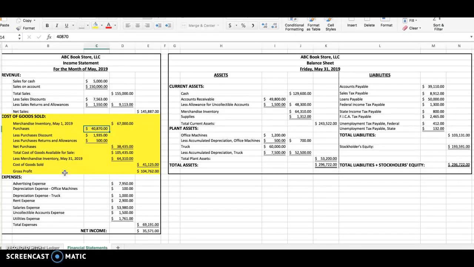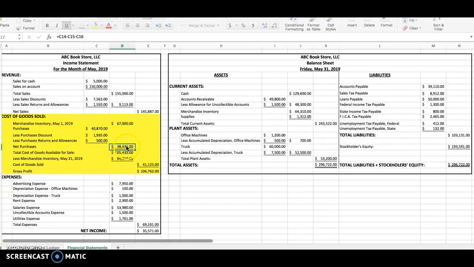purchases account. And we also learned that sometimes there are purchases discounts. In other words, if we pay early, we can deduct. So this $1,935 would be a deduction. Same way with returns and allowances. Apparently we returned or got allowances of $500 for something that was damaged or something that we returned. These two would be subtracted from the $40,870, giving us a net purchase amount of $38,435.